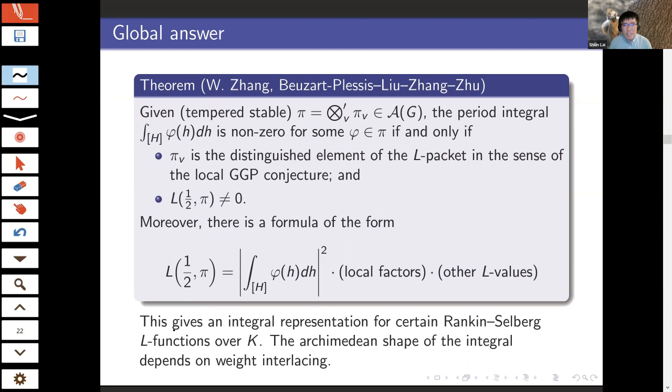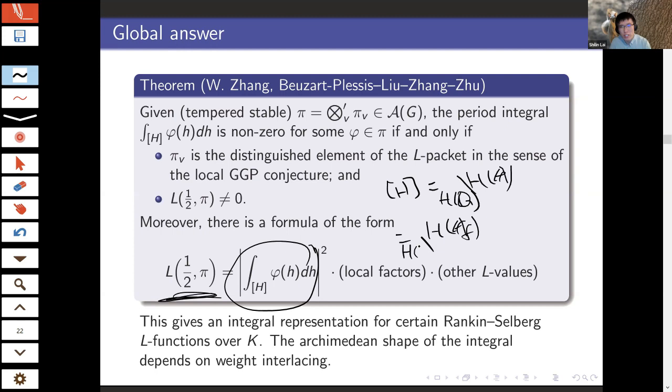The point of this formula is that we have an integral representation for those Rankin-Selberg L functions. But this integral representation is an integral over H, and H is H(A) mod H(Q). So it has the finite part, H(A_F) mod H(Q), times this Archimedean part. And this depends on the signature of H. There's even the dimension depends on the signature of V_n.